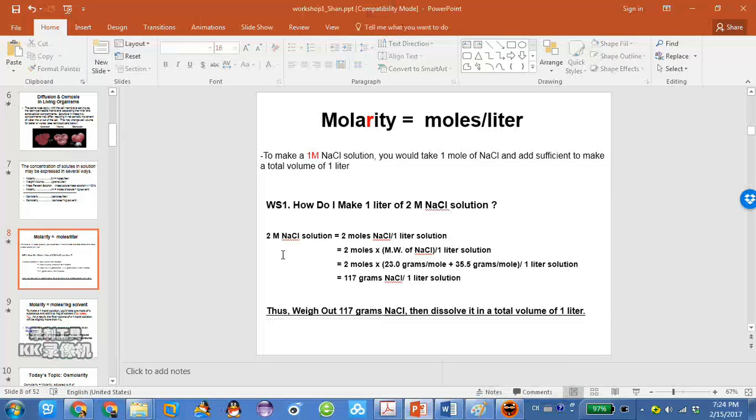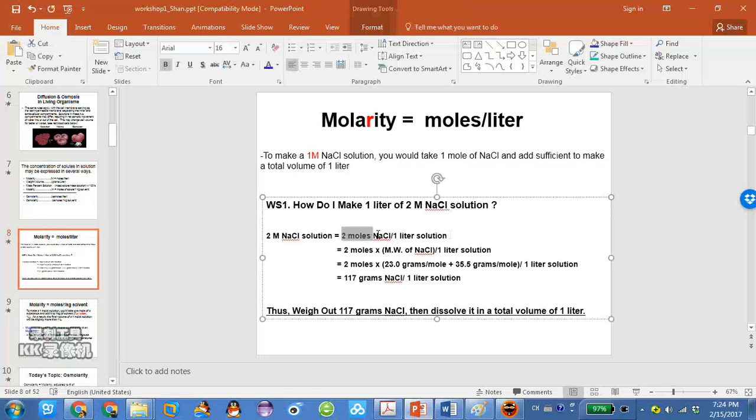Okay. When you have a 2 molar NaCl solution, that's like having 2 moles of NaCl in 1 liter of solution. What a coincidence. You are asked to make 1 liter of NaCl solution, so you just have to find out the weight of NaCl for 2 moles of NaCl.